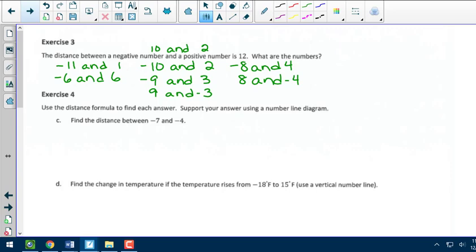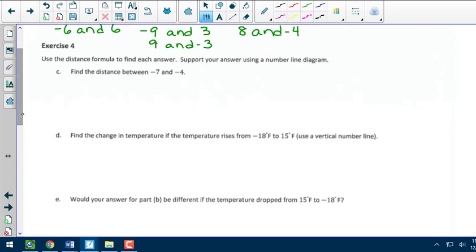Use the distance formula to find each answer. Support your answer using a number line diagram. Find the distance between negative 7 and negative 4. Okay, I have to use a number line. Use the distance formula and support your answer with a number line.